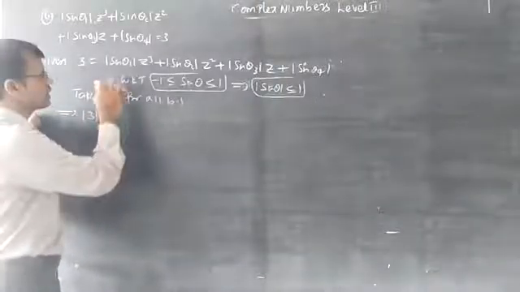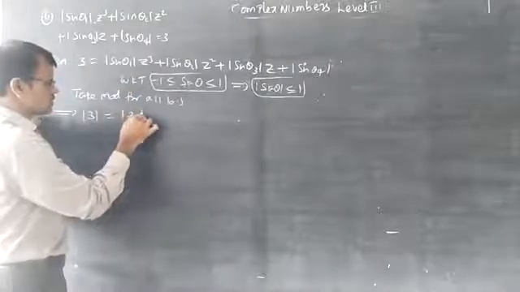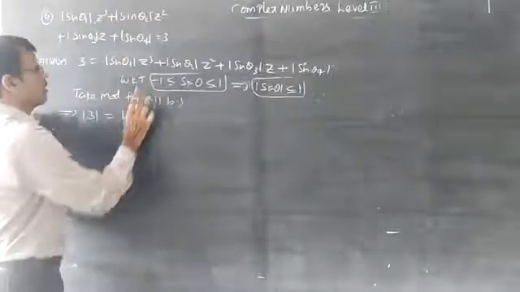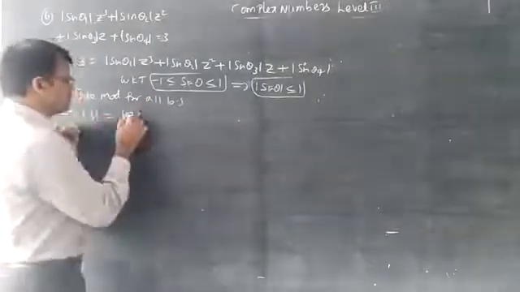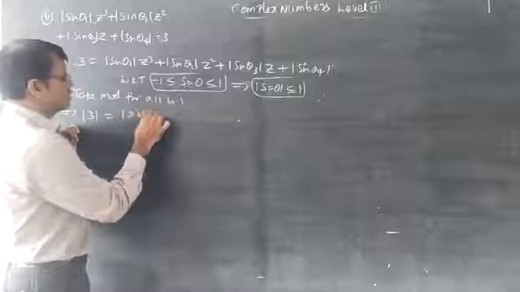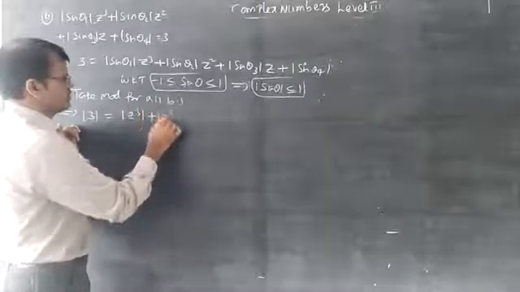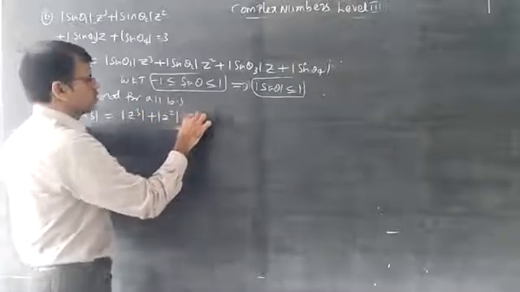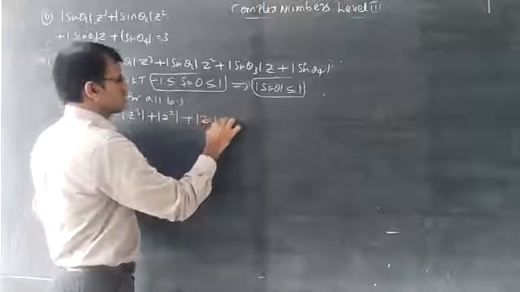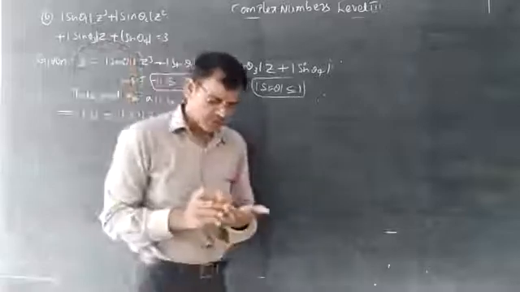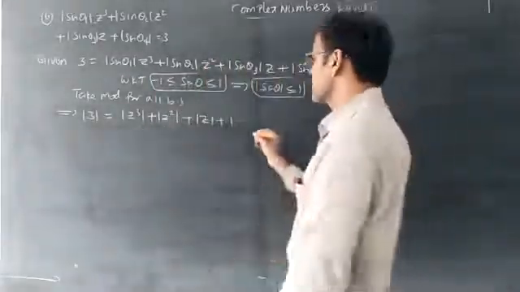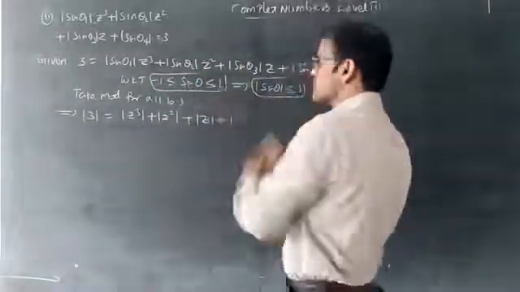This is equal to modulus of z cube, with modulus of sin theta I am writing simply 1. So separately I am writing modulus of z cube plus modulus of z square plus modulus of z plus modulus of 1. This total value is less than or equal to 1 plus 1 like that.